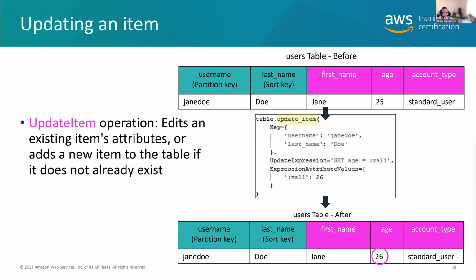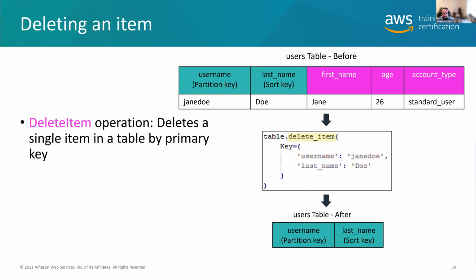Updating an item edits an existing item's attributes or adds a new item if it doesn't already exist. So it's interesting that put and update can both be used to update an item. That's not necessarily unusual; Elasticsearch does that a lot too. Deleting an item is the same thing, right? You can also get return values. Return values here could be nothing, like I don't want any return value, or all of the old, the updated old, all the new, the updated new. If there are any changes, you can get tons of return values here.